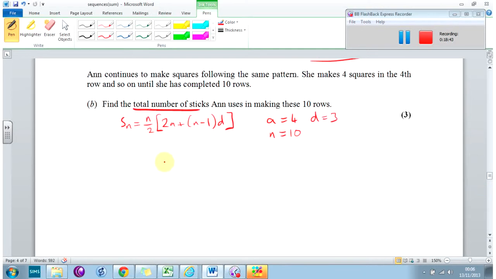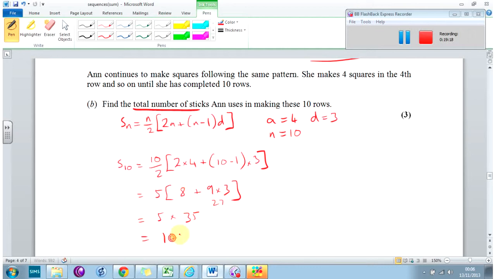Most of these questions are just plugging numbers into one of these formulas. So the sum of the first 10 rows is 10 over 2 times 2 times 4 plus 10 minus 1 times 3, which is 5 times 8 plus 9 times 3, which is 5 times 8 plus 27, and 8 plus 27 is 35, and 5 times 35 is 175, I believe. Let me just double check that. 150 plus 25, yes.